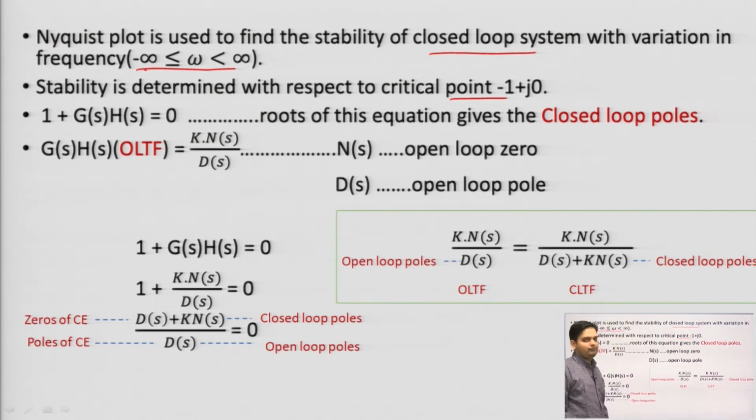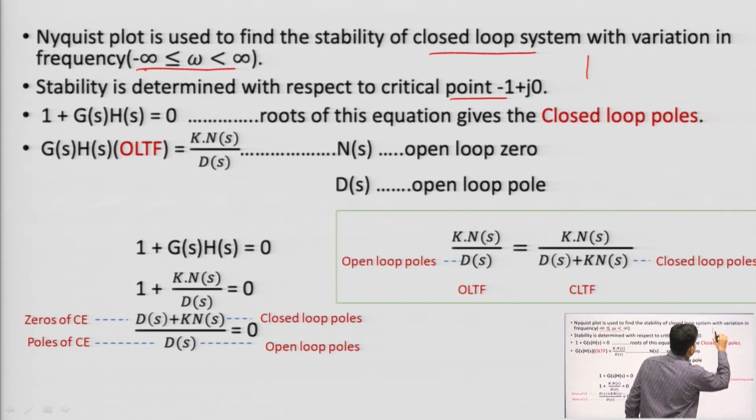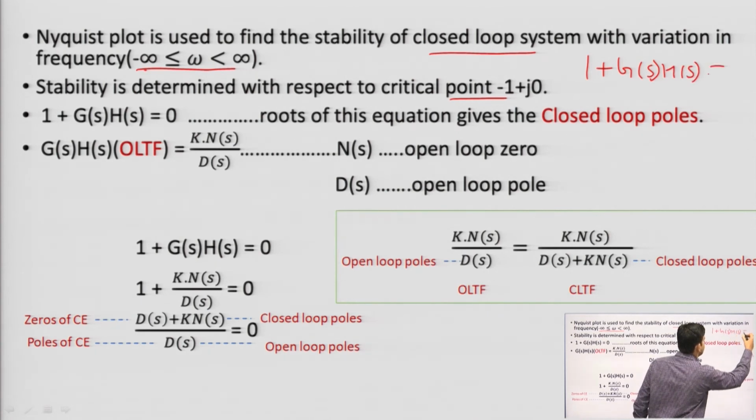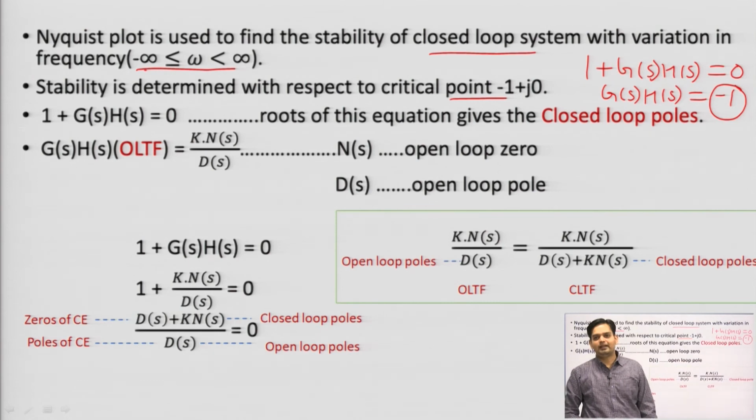Okay. So, why are we choosing it as minus 1 plus j 0? Because we know that the characteristic equation is given by 1 plus G(s)H(s) equal to 0. So, to determine stability, I will equate it to minus 1, and minus 1 will act here as a critical point. Okay. So, this will tell us whether my system is stable or not, right. So, here I need to check the encirclement of minus 1.